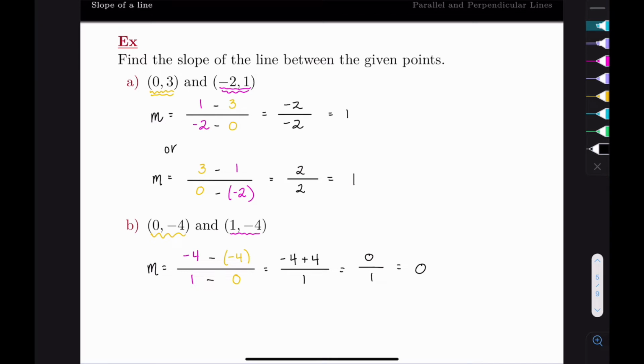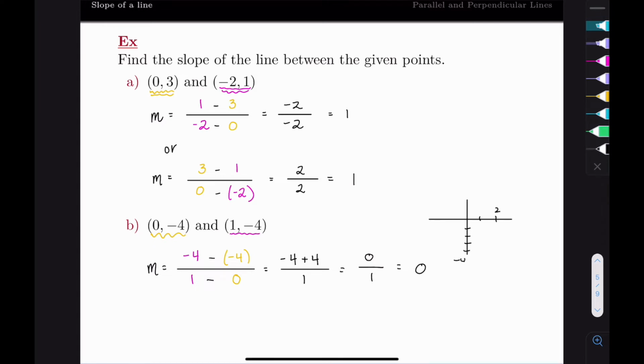If we add those two in the numerator, we really get 0 divided by 1, which gives us a slope of 0. If you think of that, a slope of 0 means there's no rise at all. So ultimately, if you were to graph these two points, the y value is -4.